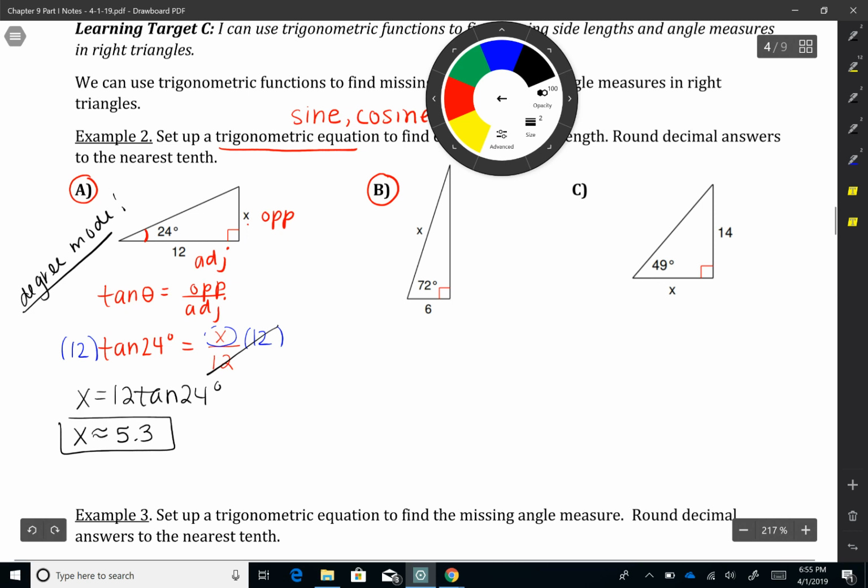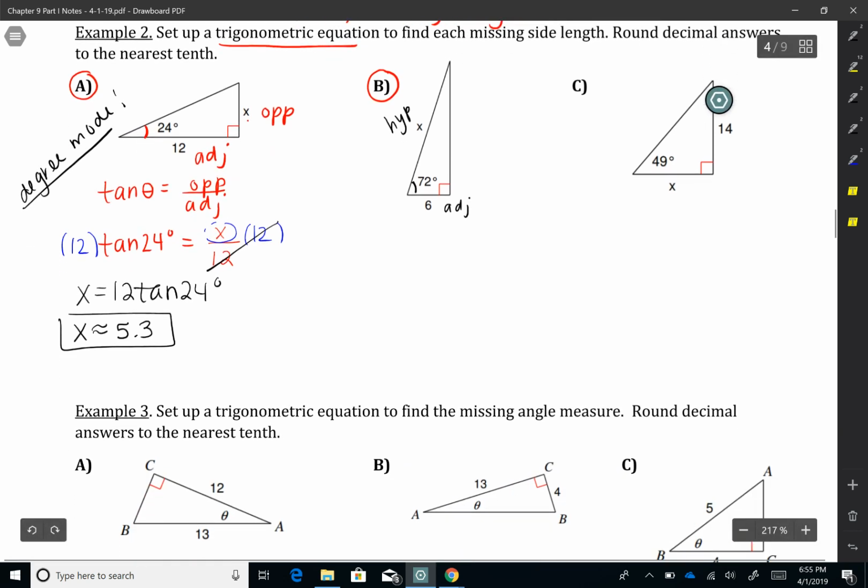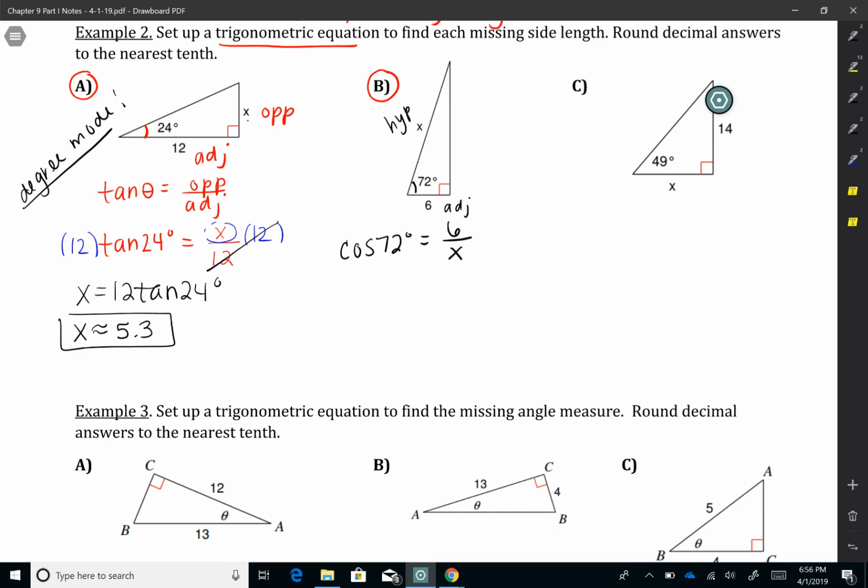Okay, let's try B. Let's look at our angle. Our angle is 72 degrees, and that is right here. From that angle, we are given this side length 6, which is our adjacent side, and then this x is our hypotenuse. Using adjacent and hypotenuse, we know that that is cosine. So I'm going to write cosine of 72 degrees equals my adjacent, which is 6, over my hypotenuse, which is x. So I need to solve for x in this case.